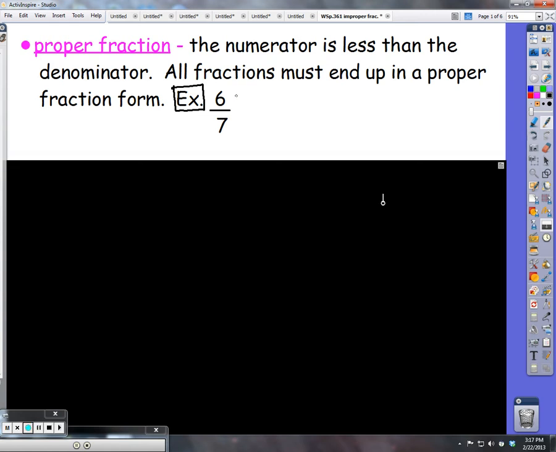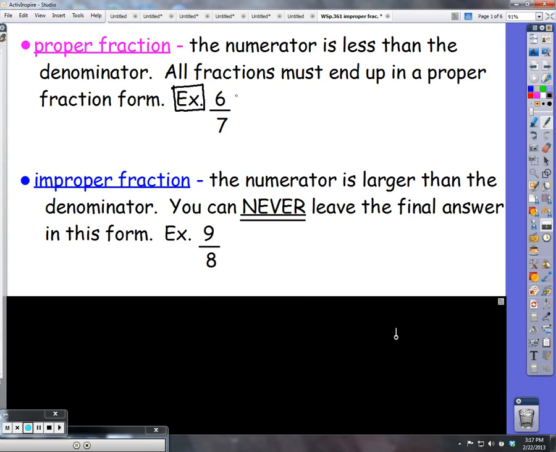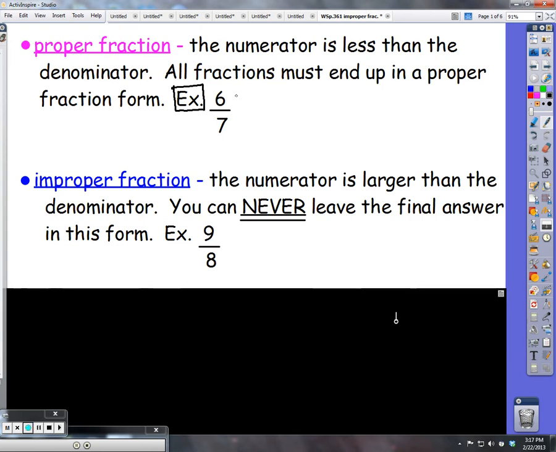Another term that we will be using is an improper fraction. In an improper fraction, the numerator is larger than the denominator. You can never leave the final answer in this form. An example of an improper fraction would be 9/8. The numerator is larger than the denominator, so we would not leave it in this form in the final answer.